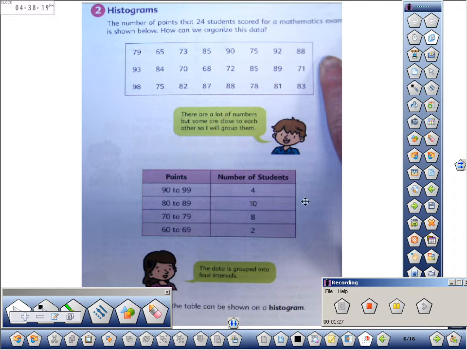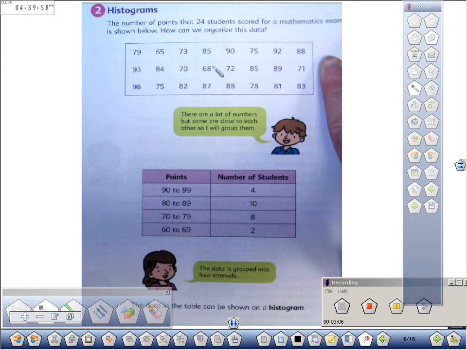So if you look right here, it shows you 60 to 69. And there's two of them that occur in 60 to 69. There's 65 and there's 68. How many occur in 70 to 79? And there's 8. And you go through. You got 70, 73, 75, 72, another 75, 79, and 71. Altogether, there's 8 of them. There's 10 that are from 80 to 89. And then there's 4 that are from 90 to 99.